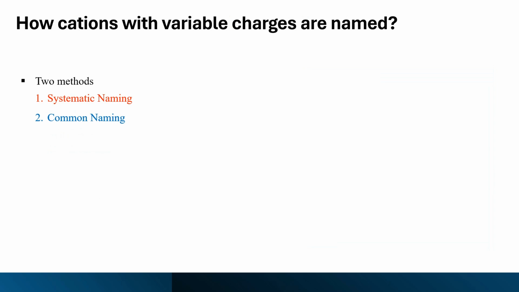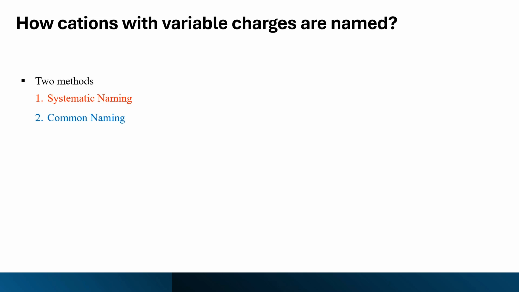How are cations with variable charges named? Cations with variable charges are formed by transition metals. Transition metals most of the time form more than one cation species. For example, iron, Fe, forms +2 and +3. Copper, Cu, forms +1 and +2. When we have more than one cation, how can we differentiate between them?